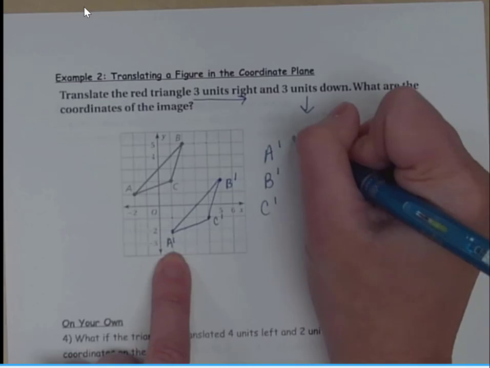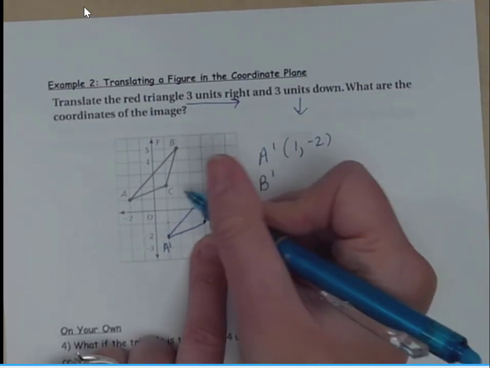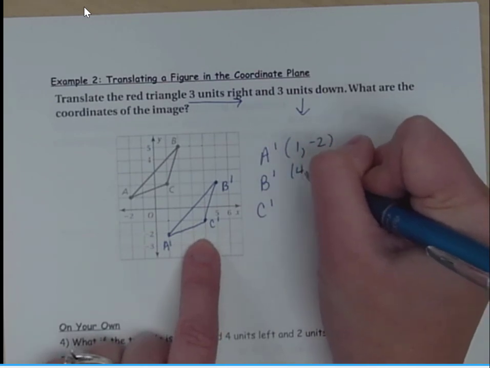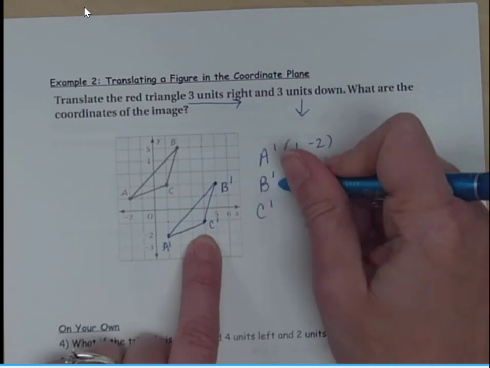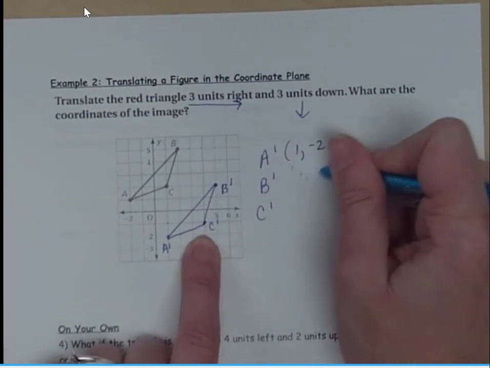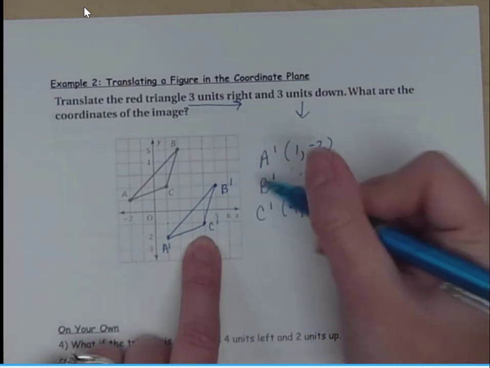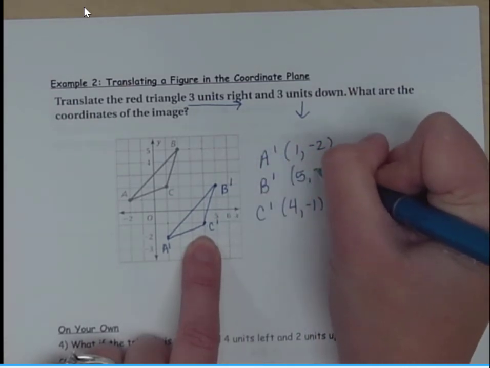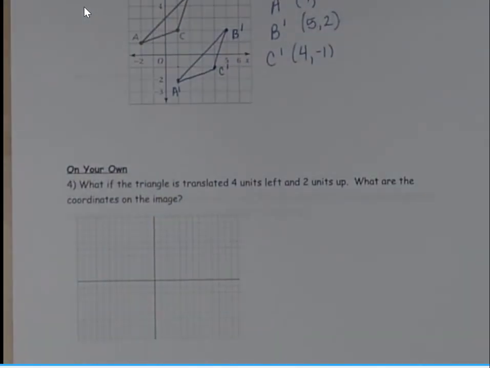So A prime is at 1, -2. C is at 4, -1. Oops. Sorry about that. C is at 4, -1, and B is at 5, 2. All right, go ahead and try on your own number 4. Hit pause and play when you are ready.